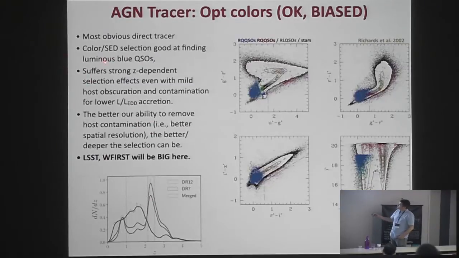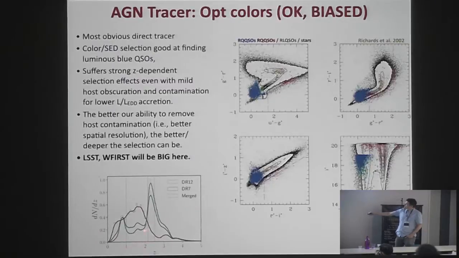You essentially are going to suffer a lot, because not only do you have the issue of missing the obscured fraction, but also contamination from host galaxies, and contamination from stars in some cases. There are certain redshifts where stars become very, very strong contaminants in the color selection, as you can see here. So if you just have a few colors, sometimes you can end up having lots of stars. So that's a potential problem. This leads to strong redshift-dependent selection effects, even with mild obscuration or contamination.